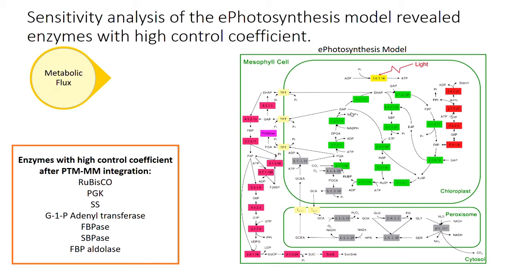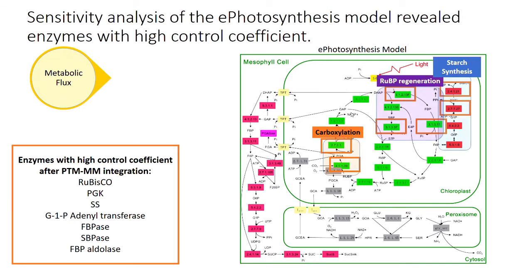So if our real question is, how can we optimize photosynthesis, then we can go back to the individual models. And so at the level of metabolic flux, we performed a sensitivity analysis to identify the enzymes with the highest control coefficient. And so we identified several of them, and we can break them down to represent the different portions of the light and dark reactions of photosynthesis. So what you can see here is that we're breaking this into carboxylation, RuBP regeneration, and starch synthesis.